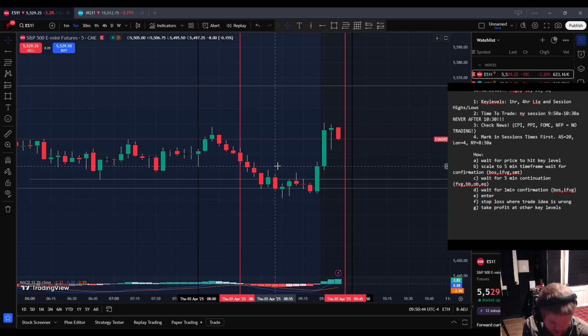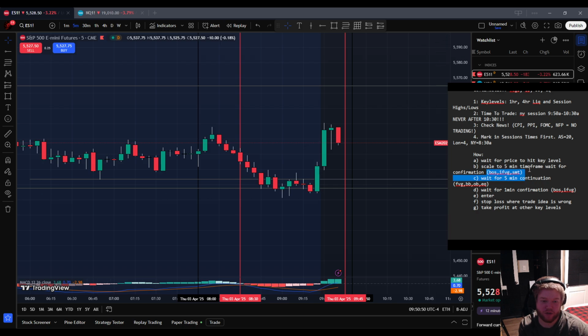From there, we scale down to the 5 minute. We're already on the 5 minute, boom. We have break of structure, inverse fair value gap, SMT divergence. We have fair value gap formed. This is going to inverse the fair value gap.